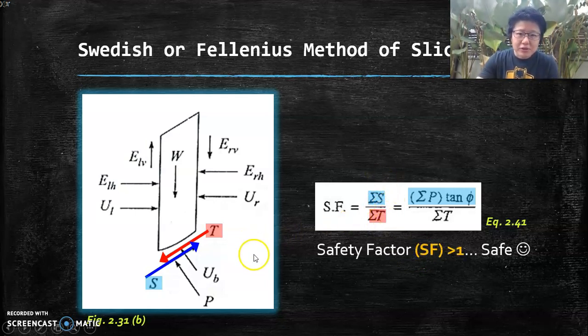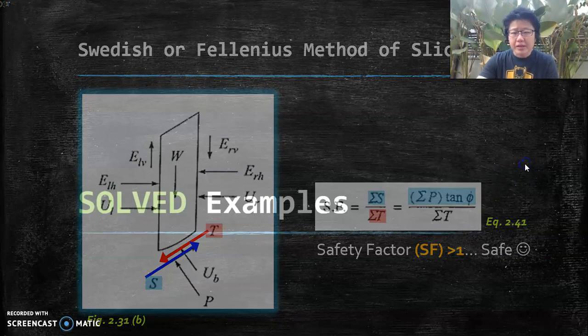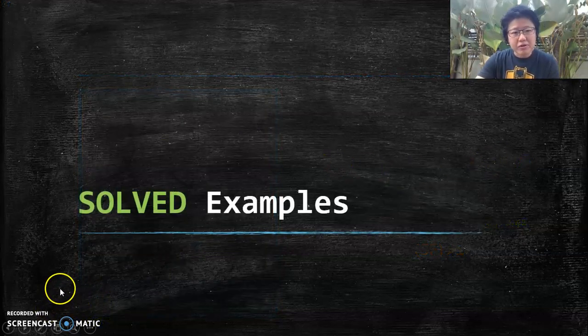And for your driving force, there is T, it's down here, but for the resisting force, it's actually the P force, that is your normal force acting at the base, multiplied by tangent phi. So again, you can see it is actually derived from the shear strength of your soil. Alright, so let's pause a bit before we go on to the examples.